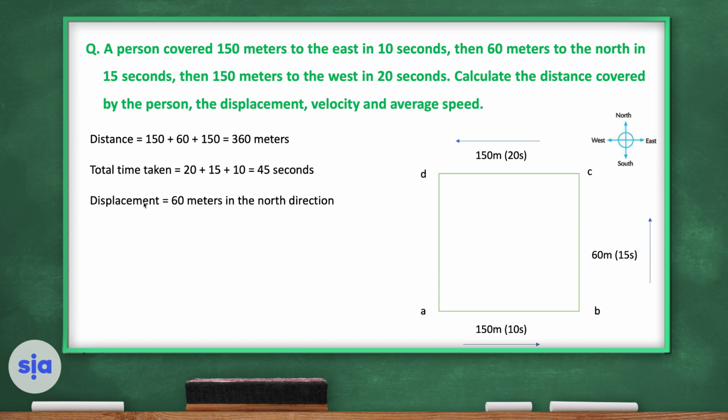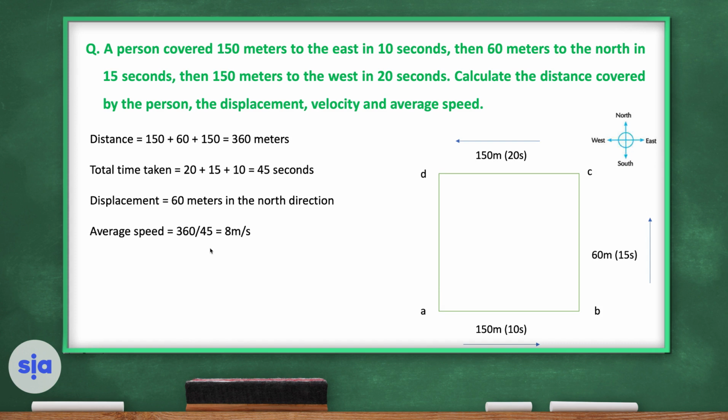What is the displacement? It's the shortest straight line from A, the starting point, till D, the end point, in a certain direction. So it is 60 meters because this distance is equal to this distance. So it's 60 meters in the direction of the north, because this is the start point and this is the end point. 60 meters to the north.